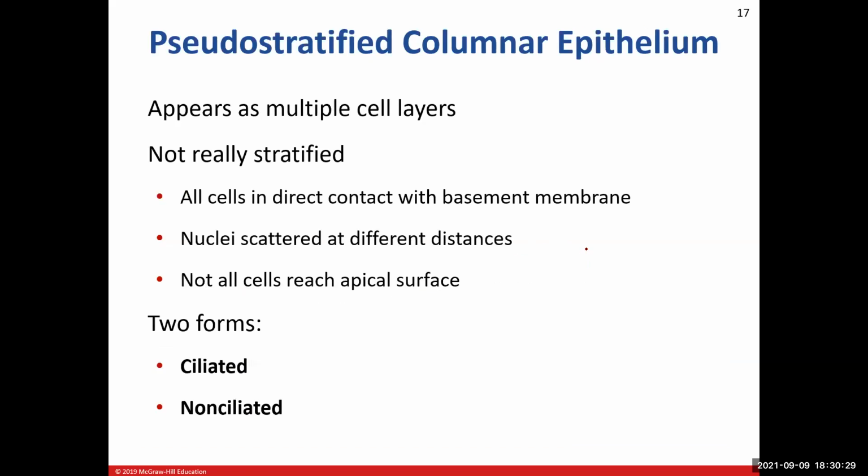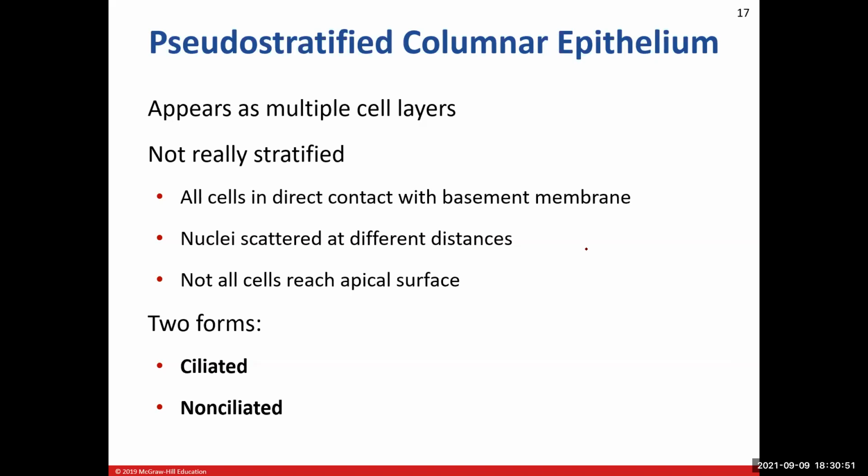All right, so the last type that we're throwing into the simple epithelium is the pseudostratified. Again, we already know it looks like it's stratified. It's not. All the cells make contact with the basement membrane, but not all the cells make it to the apical surface. So you'll see these staggered nuclei all over the place, and so it gives it the appearance of that stratified layer.